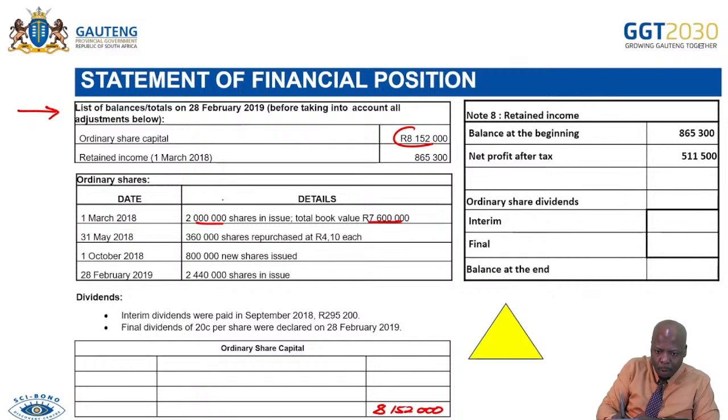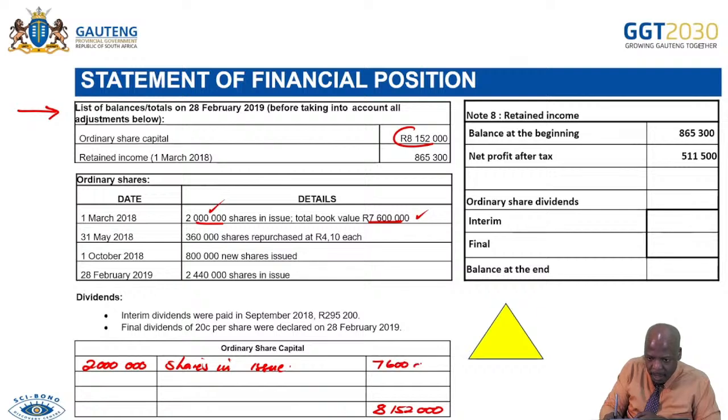And then I am now told that there is 2 million shares in issue. So I'll come here, I'll have my 2 million. There is my 2 million. And then I'm going to say shares in issue. So this is 2 million shares in issue. And for those 2 million shares, did I have the value? Was I given their value? Yes, 7.6 million.